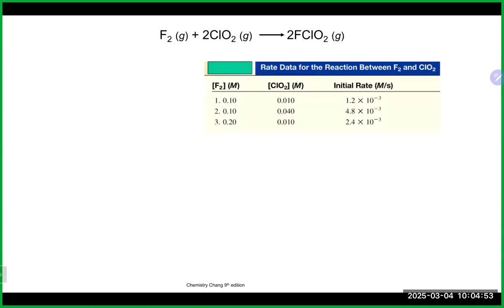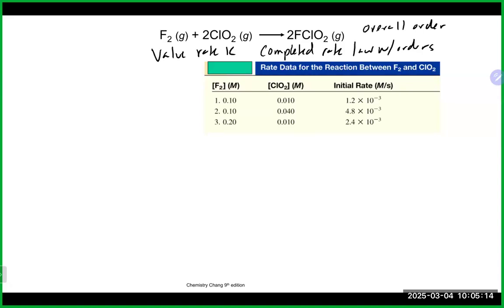All right, so why don't you try here? Why don't you do this one, and figure out the completed rate law with the orders? Figure out the overall order of the reaction as well, and also figure out the value of the rate constant. All right, so using that information there, see what you come up with.